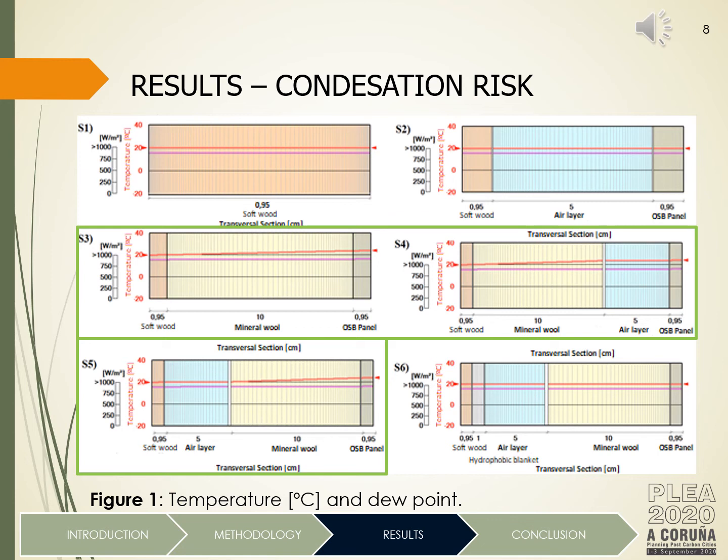In this figure, we can see the temperature, red line, and the dew point, violet line, show that in all systems the dew point was below the average temperature, demonstrating that there is no risk of condensation. And the lowest risk of condensation occurred in the S3, S4, and S5 systems due to the great difference between the internal temperature and the dew point temperature.